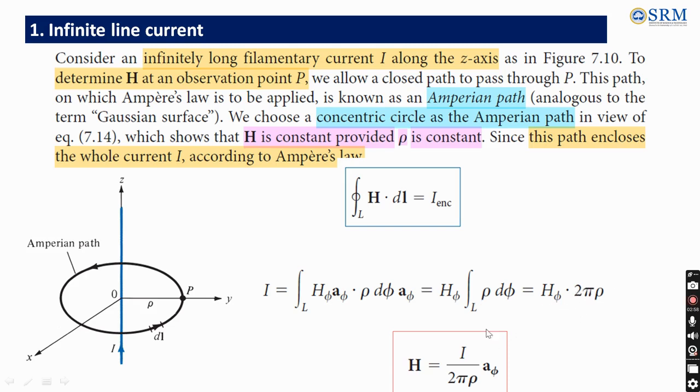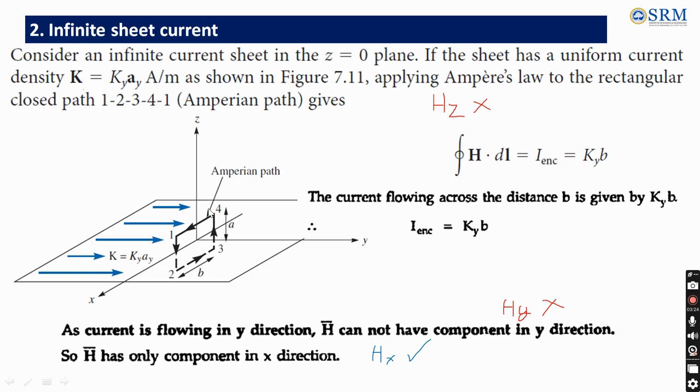So if I want to find H, it's going to be I by 2 pi rho, with this term coming to the denominator, into a phi cap, because my magnetic field intensity direction is along the phi axis. So that corresponding unit vector has to be represented. Hope you understood how to find the magnetic field intensity for infinite line current along the z axis. Right? Now let us see the infinite sheet current.